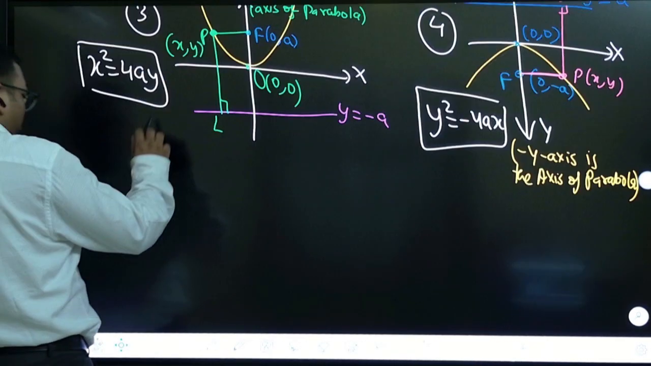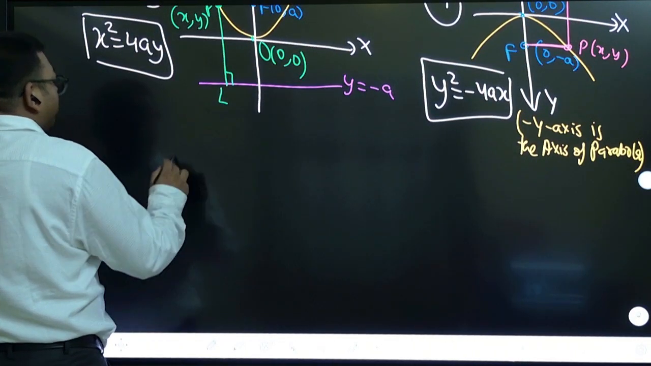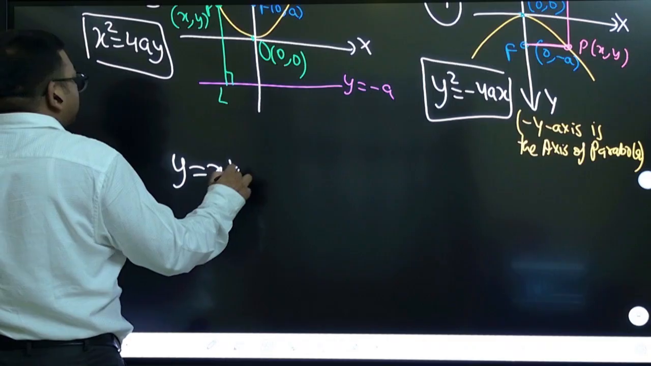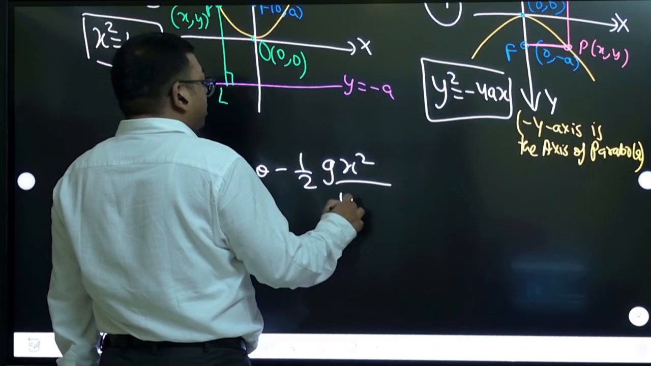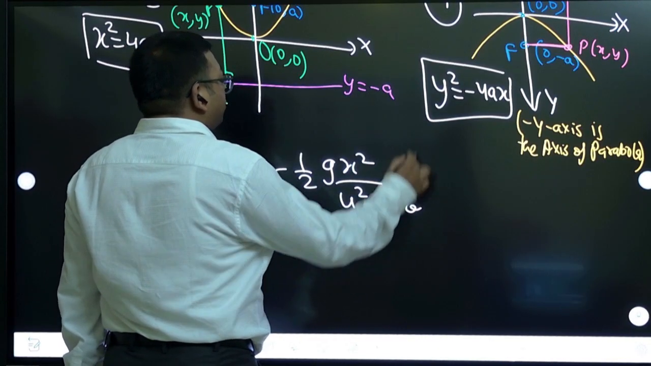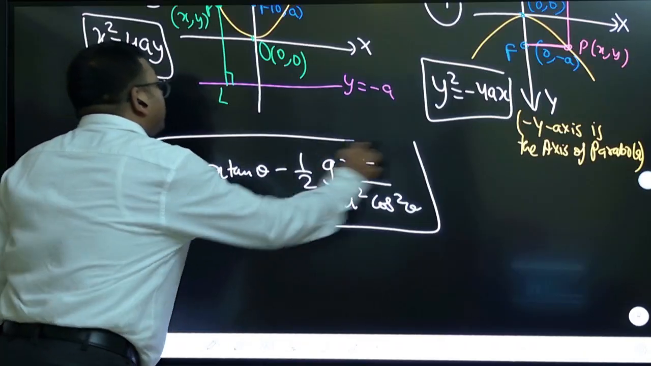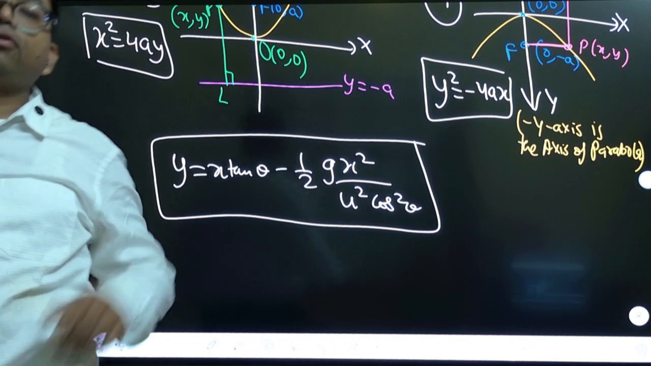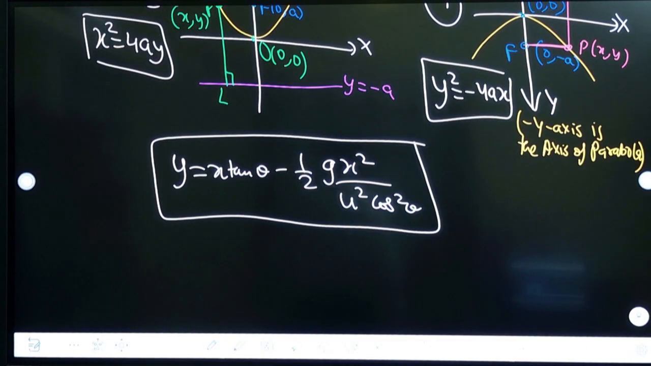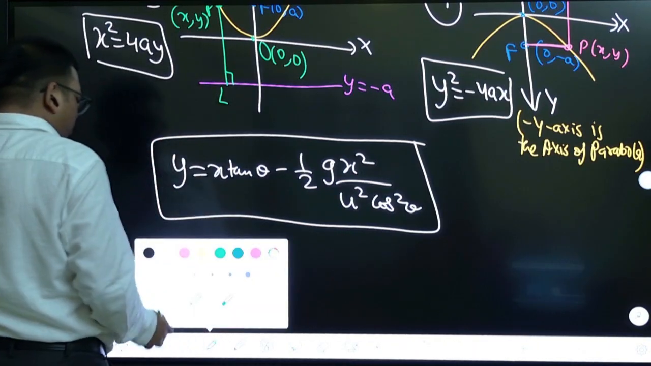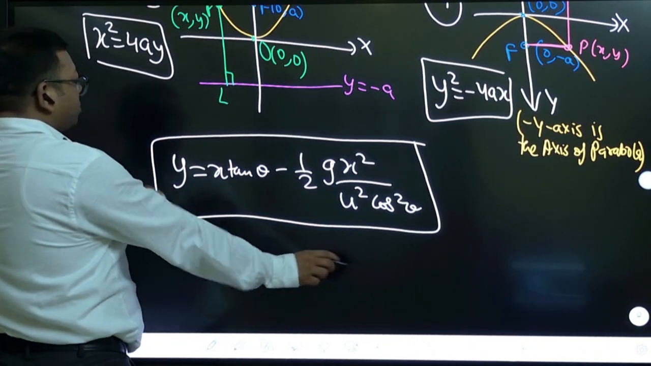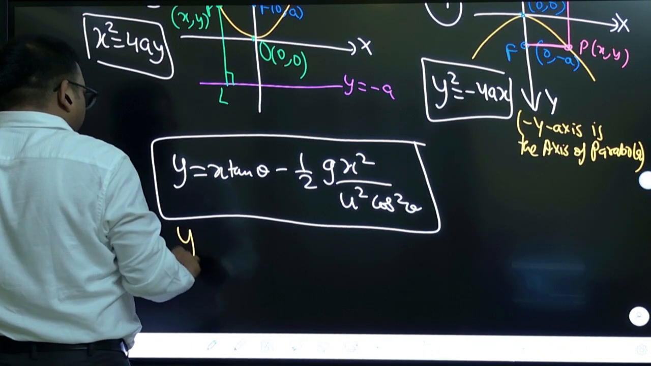See that equation of a parabola. Tell me, y is equal to x tan theta minus half g x square by u square cos square theta. Which parabola does it represent out of these four forms? So now you can try to bring it into that form. Okay, it's possible to bring it. How to bring it? Try to bring it.